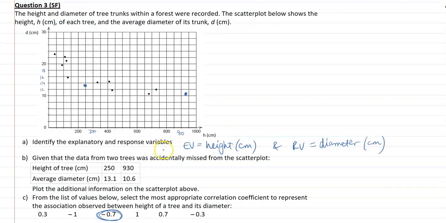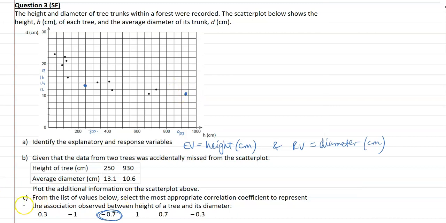For part A, because the height is on the x-axis, that means that it's the explanatory variable, and because the diameter is on the y-axis, that means it's the response variable. Even if you couldn't draw the points on because you don't have the copy of the graph, hopefully you envisioned the 250 point going here and the second point 930 about here for a 10.6 diameter.